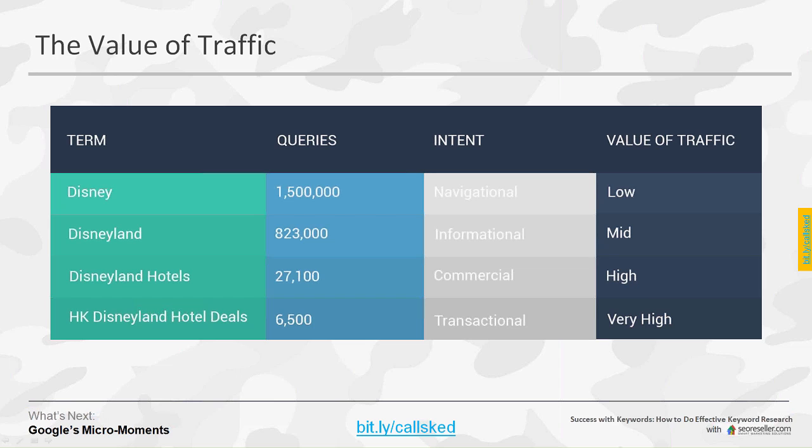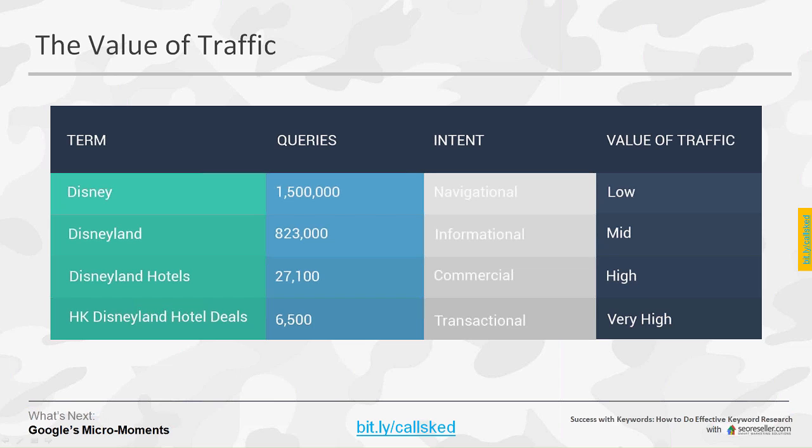Anaheim, Florida, Tokyo, Hong Kong. There are several. So Disneyland is still an informational keyword. It's still far from the conversion funnel, high query, but mid traffic value. Type in Disneyland hotels and now we're talking about some commercial action because it looks like there is a potential conversion inside the query. When somebody looks for Disneyland hotels, they're typically looking for an experience.